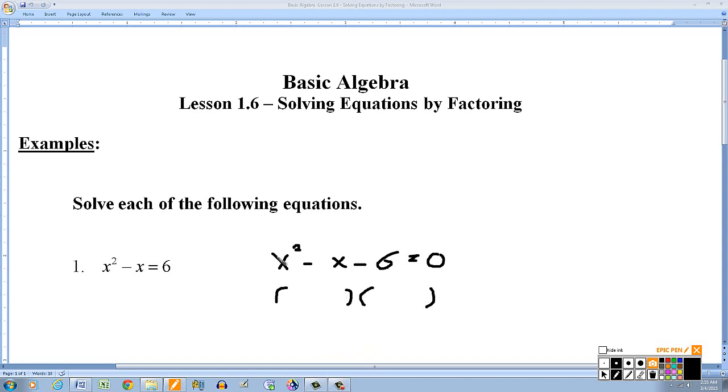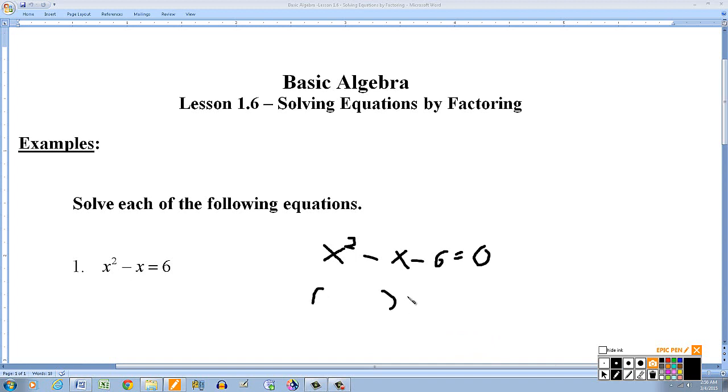We know the factors of x squared are x and x. Let me rewrite this again. So again, in order to apply this property of 0, I want to write a product equal to 0. So that's why I make the right side 0 by bringing the 6 over, and then I try to factor the left side. It's a trinomial. The factors of x squared are x and x. So I put x and x in each set of parentheses.